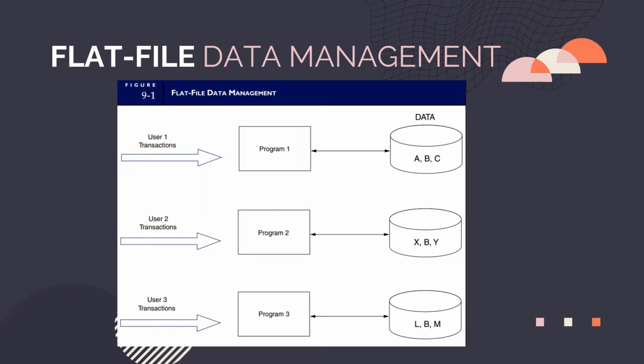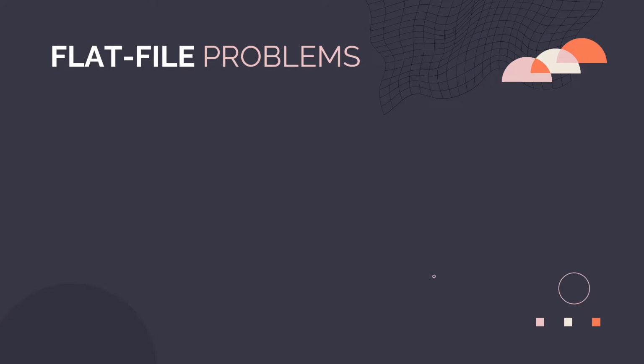And dito pumapasok yung data redundancy, where nagkakaroon tayo ng multiple files just for one data. For example, if we look at here, data B is repeated 3 times, not just to para lang ma-suffice natin yung needs ng every user. So, 3 beses nagkaroon tayo ng file just for one data. With that, dito pumapasok yung flat file problems.